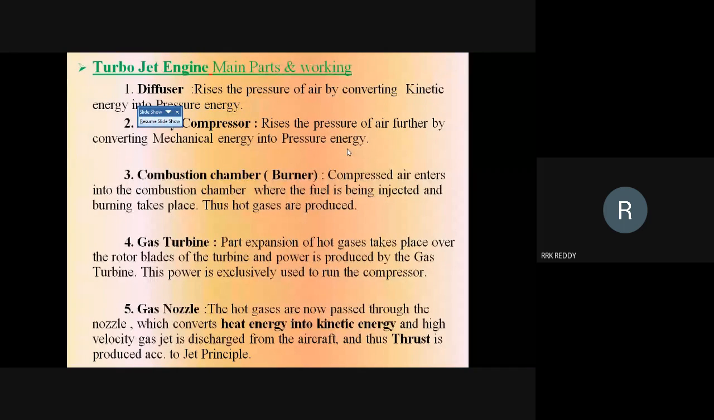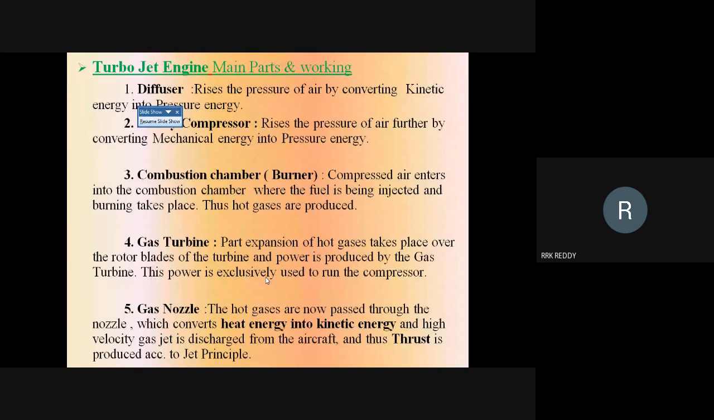Whereas a diffuser is actually a duct, a varying area duct. It just converts kinetic energy into pressure energy, but the compressor converts mechanical energy into pressure energy. That means the compressor needs mechanical energy, and that mechanical energy is given by the gas turbine here. So the role of the gas turbine is to run the compressor.